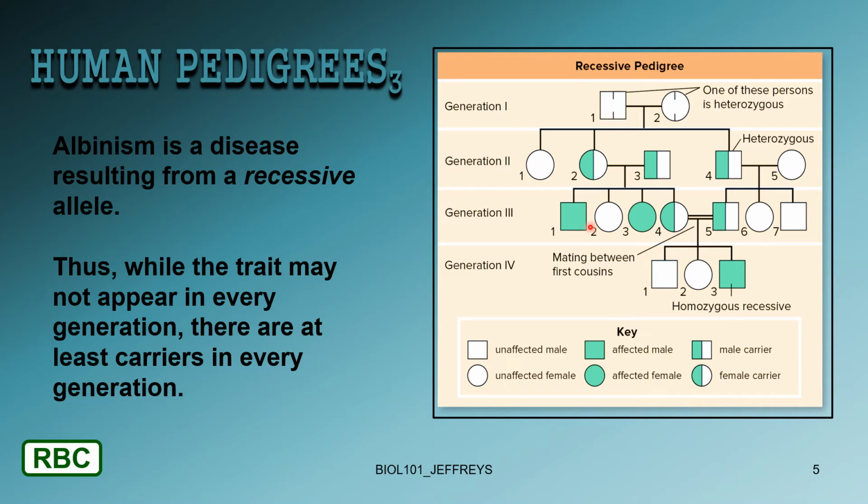And so you see, while the trait may not appear in every generation, there are at least carriers in every generation. So here we don't see anybody affected with albinism. Nobody expresses albinism here, but you do have a carrier, right? In this generation, nobody expresses albinism, but you have 3 carriers. Well, you have 2 carriers from that couple in that generation.